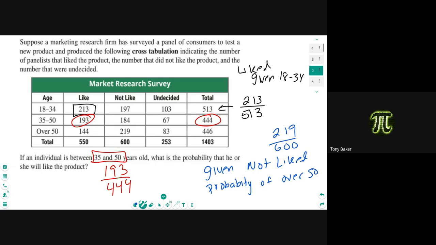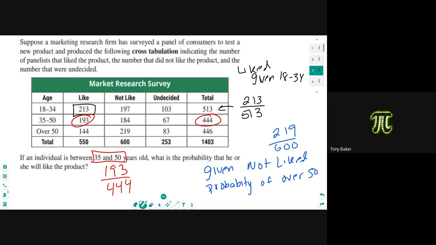Why would you choose the 600 over your 430? What was the given piece? And it actually could go either direction depending on what we gave you first. So in this case, I said we're given that the person doesn't like the product. That's the assumption at the beginning. And then I said, okay, what's the probability that they're over 50? The other two situations, I said, given that the person's between 35 and 50, what's the probability that they like the product? That's why we use the other totals at the end.